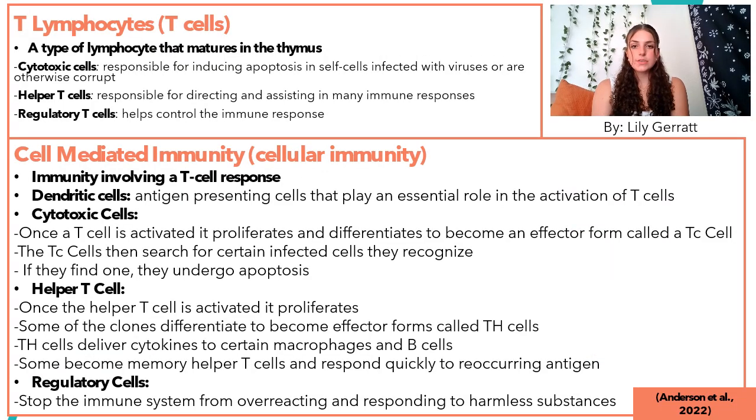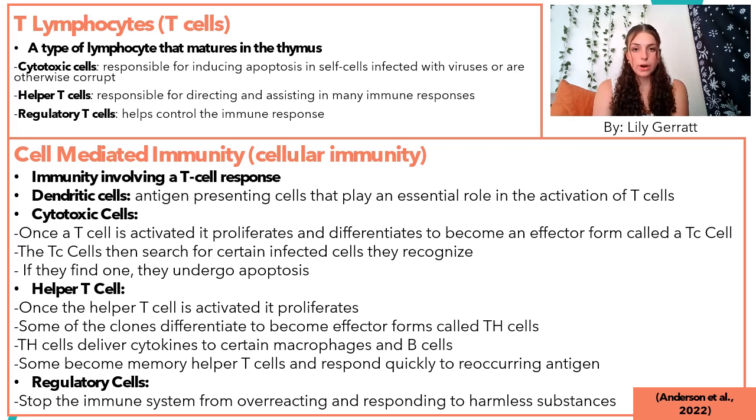T lymphocytes, or T cells, are a type of lymphocyte that matures in the thymus. There are three different kinds. First, there are cytotoxic cells, and these are responsible for inducing apoptosis in cells that are infected with viruses or are otherwise corrupt. Next, there are helper T cells, and these are responsible for directing and assisting in many immune responses. Lastly, there are regulatory T cells, and these help control the immune response.